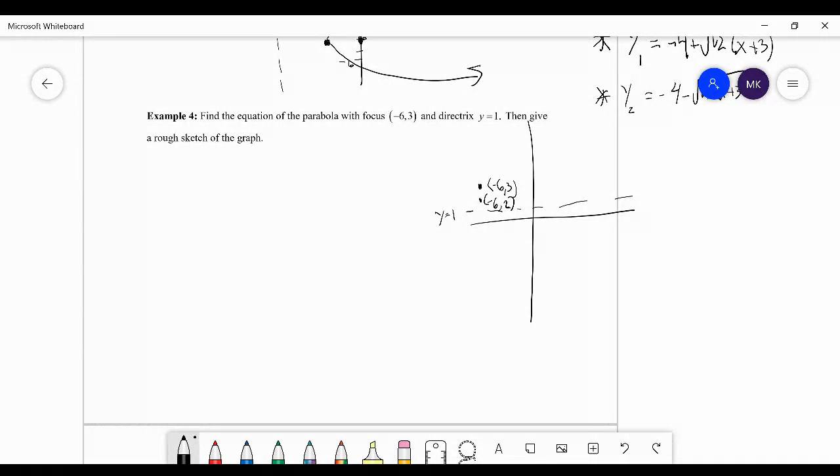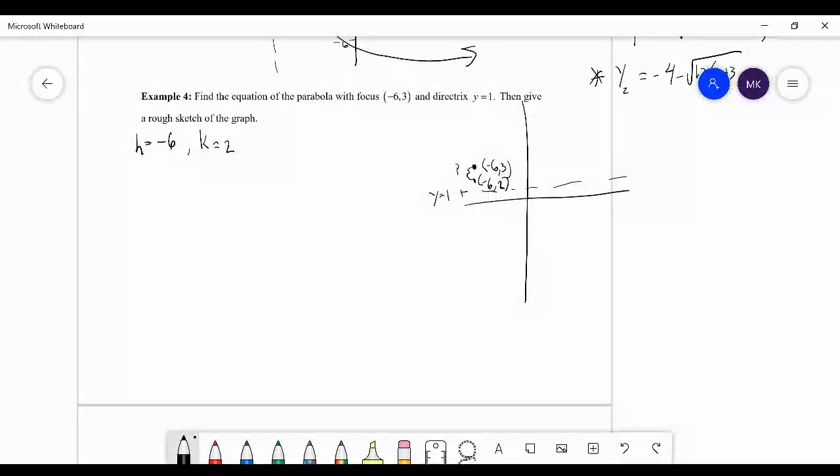Okay, so that's really cool. So that gives us our h and our k. So our h is -6 and our k is 2. But what's even cooler than that is this also tells us our p-value, because remember, our p-value is the distance from our focus to the vertex. The distance from our focus to our vertex is 1, so this tells me that p equals 1. Bam.